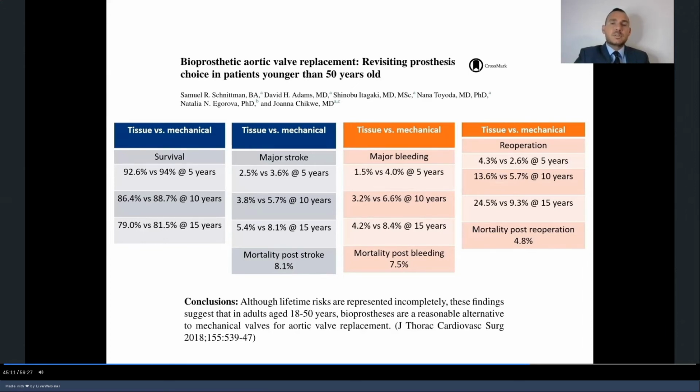Of course, the major bleeding complications are higher in the mechanical group as expected, whereas the reoperation rate is higher in the biological group as expected. It's quite interesting to note that the mortality post-bleeding is 7.5%, whereas the mortality post-reoperation is definitely lower, at 4.8%, and I would say even lower in the experience of tertiary centers if the patient doesn't have significant comorbidities apart from the redo cardiac operation.